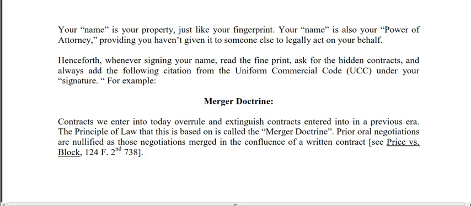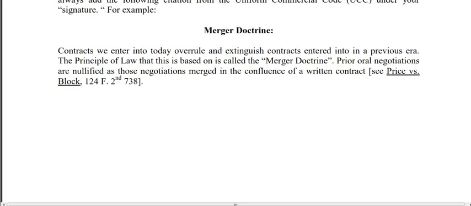Contracts we enter into today overrule and extinguish contracts entered into in a previous era. The principle of law that this is based on is called the Merger Doctrine. Prior oral negotiations are nullified as those negotiations merged into a written contract. See Price versus Block.